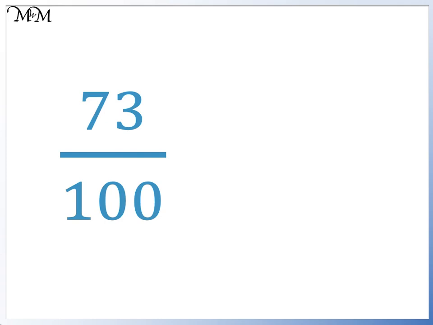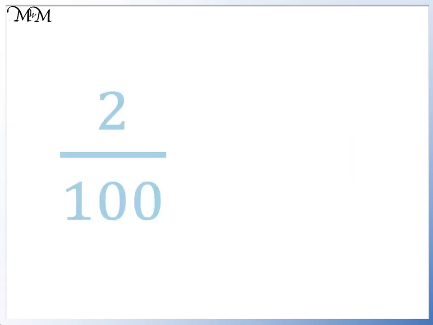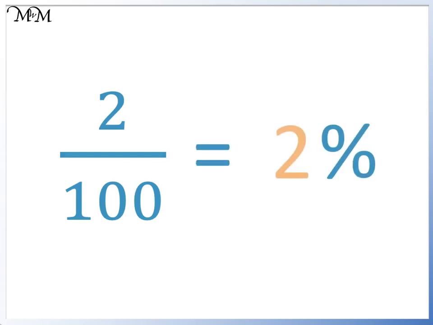Seventy-three hundredths, 73 out of 100, is simply 73%. 2 hundredths, 2 out of 100, is just 2%. As you can see, if the denominator is 100, you can simply write the numerator, which in this case is 2, as the percentage.